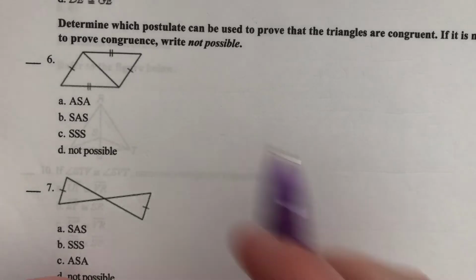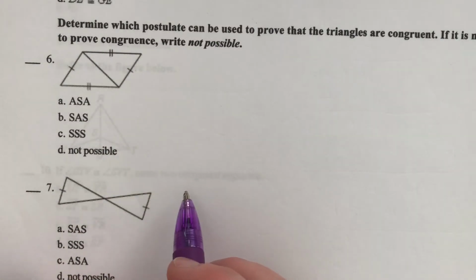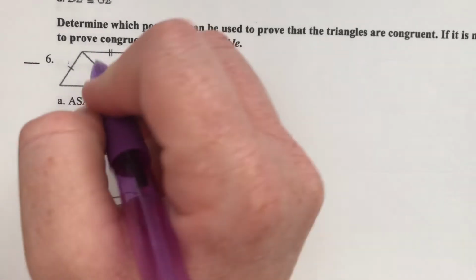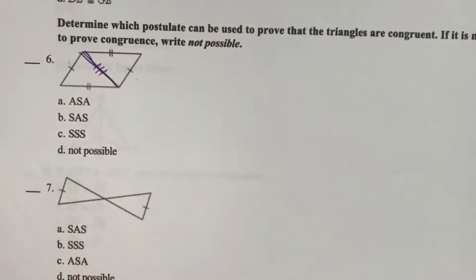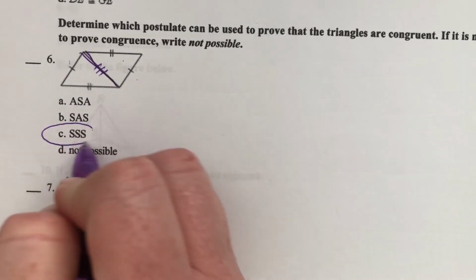All right, number 6, determine which postulate can be used to prove the triangles are congruent. If it's not possible, right, not possible. Here, these two sides are congruent to these two sides. They both share this third side. So we know it's the same size, whether it's in this guy or this guy. So the triangles are congruent by SSS.